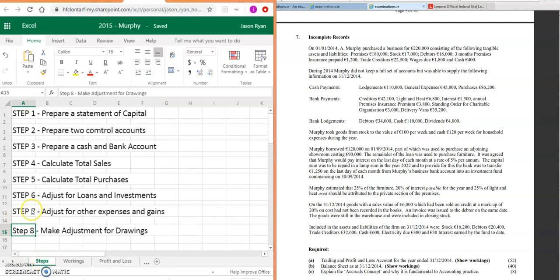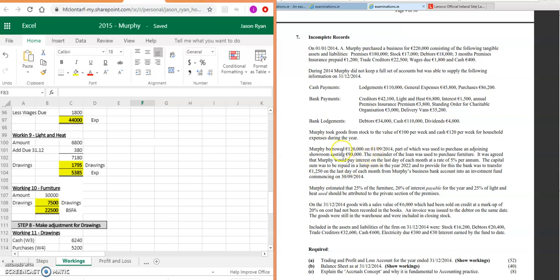Okay, so let's have a look at step number 6, just for loans and investments. That means there must be a loan and investment in the question itself. If we look down here, we see that Murphy borrowed 120,000 on the 1st of 9, 2014, part of which was used to purchase an adjoining showroom costing 90,000. So remember, we need to add that on to our premises up here at the top in the balance sheet.